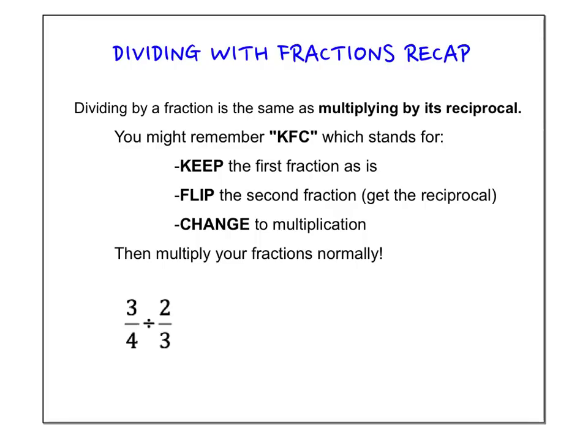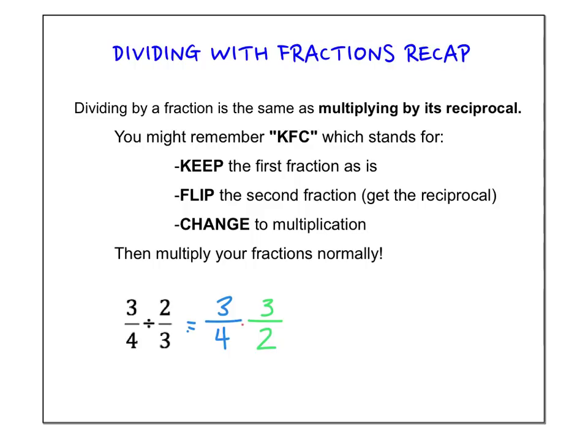Many of you have been referencing KFC from 6th grade. When dividing with fractions, what KFC helps you to remember is that you keep the first fraction as it is. So looking at this example of 3/4 divided by 2/3, I need to keep that 3/4. I flip the second fraction. The more mathematical way to say that would be to get the reciprocal of the second fraction. So instead of 2/3, I'm going to write 3/2. And then I change it to multiplication.